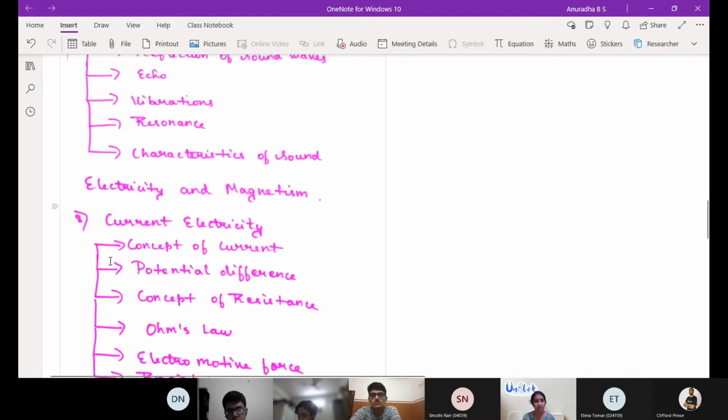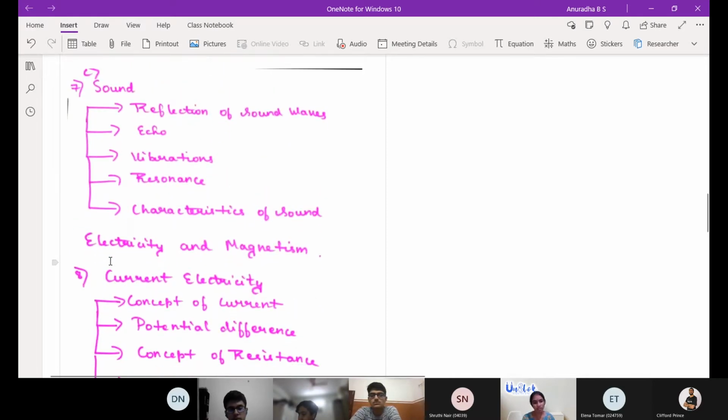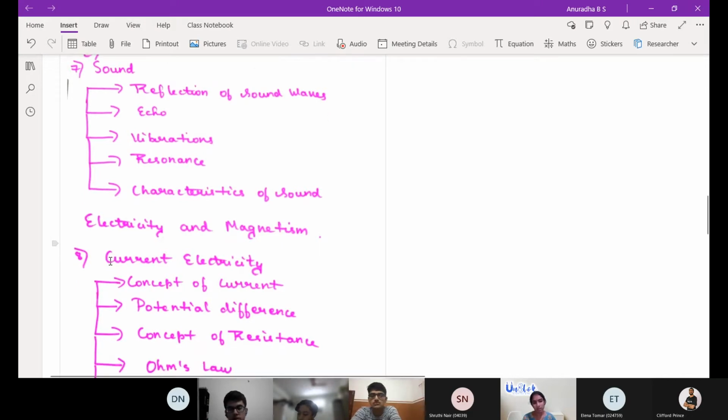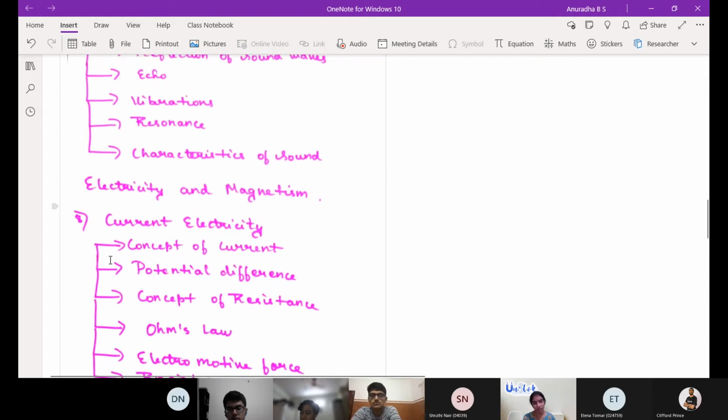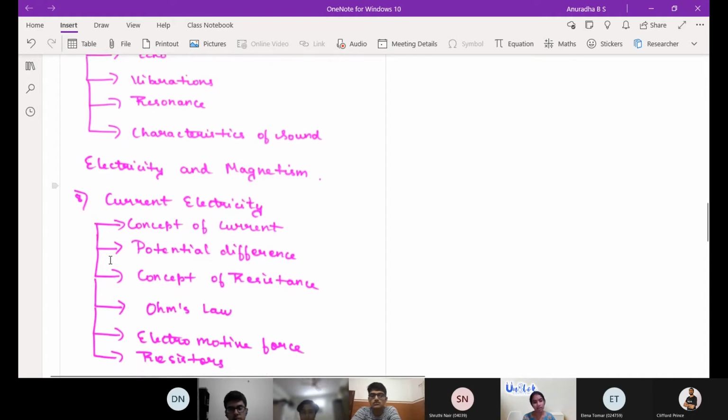Next is about sound. It's a very interesting chapter. You will be very keen. It will be very nice to learn all these things. That will not be a boring chapter or something like that. Next is electricity and magnetism. You have 3 units here.